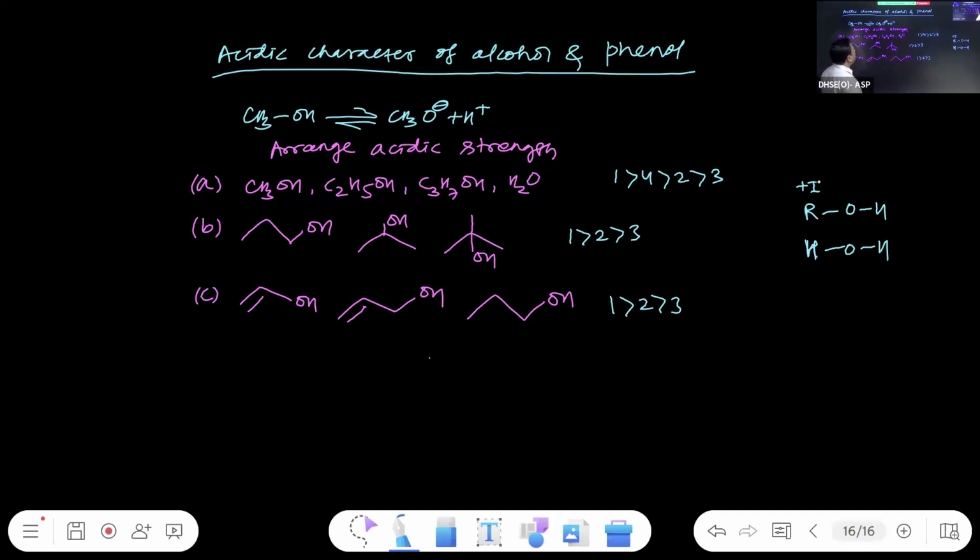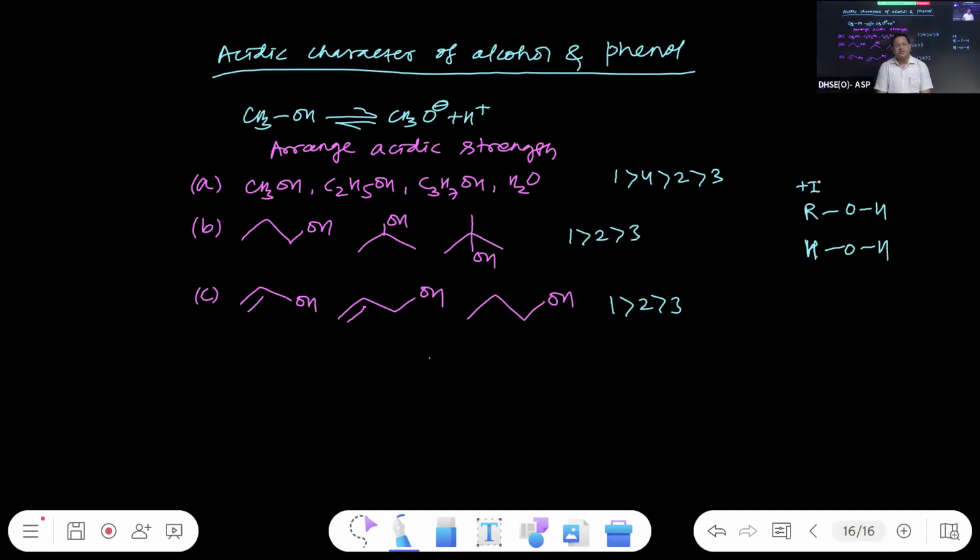So alcohol should be less acidic than water, but water is more acidic than all alcohols except methanol. What is the reason? Now, why is methanol more acidic than water? Because in water, it can make 4 hydrogen bonds, whereas in methanol, the hydrogen bonding is lesser.